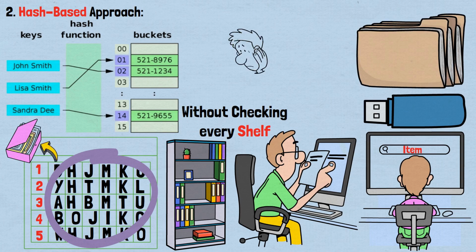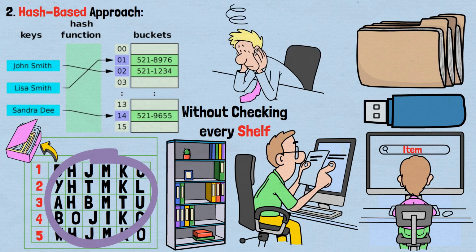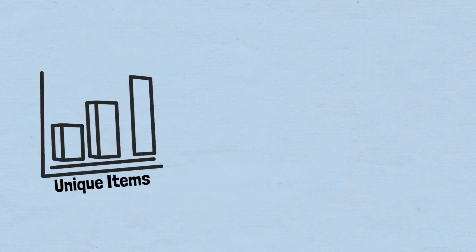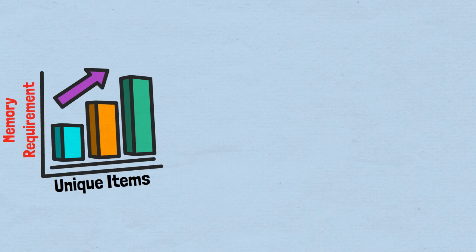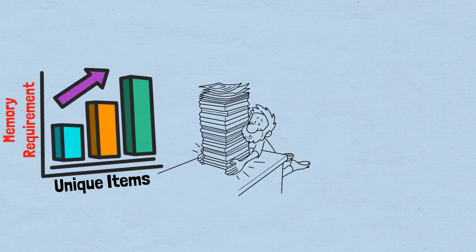Both these methods suffer from the same fundamental limitation. As the number of unique items grows, so does the memory requirement. And in the age of big data, this scaling problem becomes insurmountable.